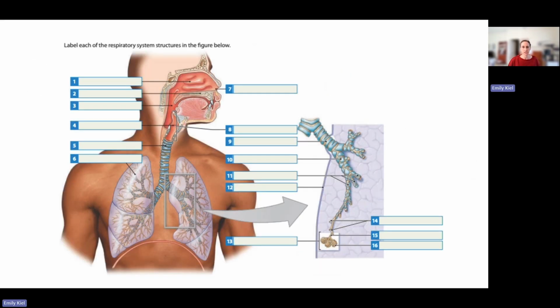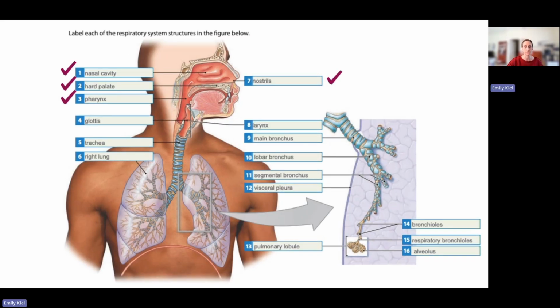So we've got an image here. This tracks all the different components of the respiratory system, really helpful for you to label as you practice tracing the flow of air through each component. And then there's also a slide with the answers, and you can see we've done numbers 1, 2, 3, and 7 thus far.